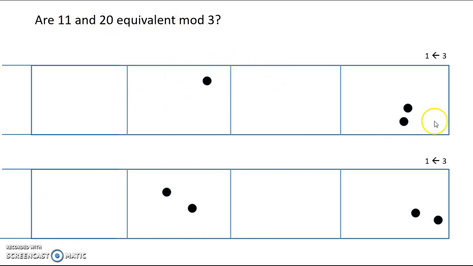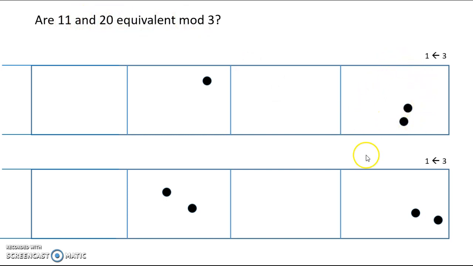Now, notice here I still have 11 like I had before. Here I've now represented 20, and you can explode it if you want. You can put 20 dots in here and go through the explosions. You should end up with this. So instead of 19, I now have 20 down here. Now you'll notice that the rightmost box for 11 has 2 dots, and for 20 also has 2 dots. So this would tell us that 11 and 20 are equivalent mod 3.